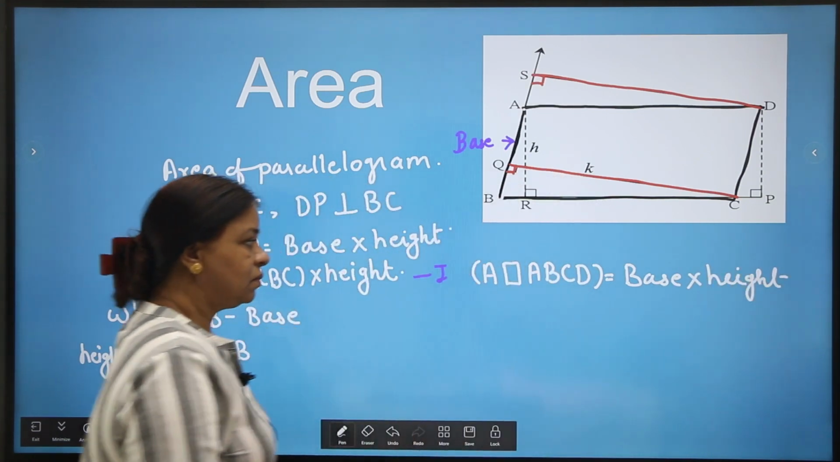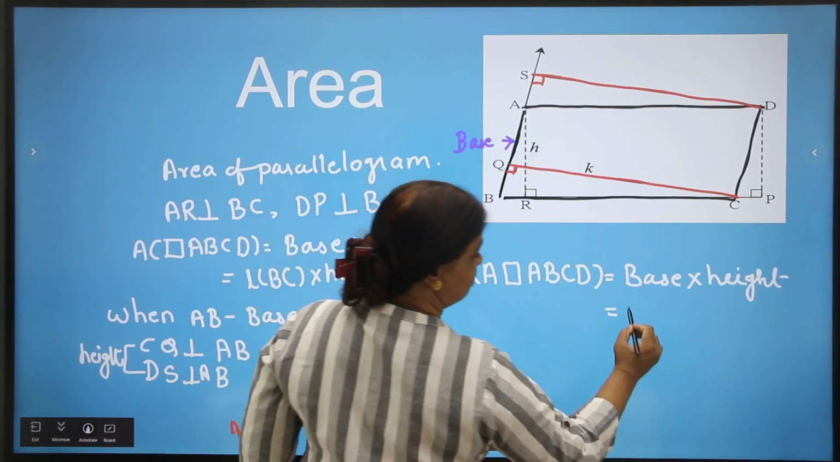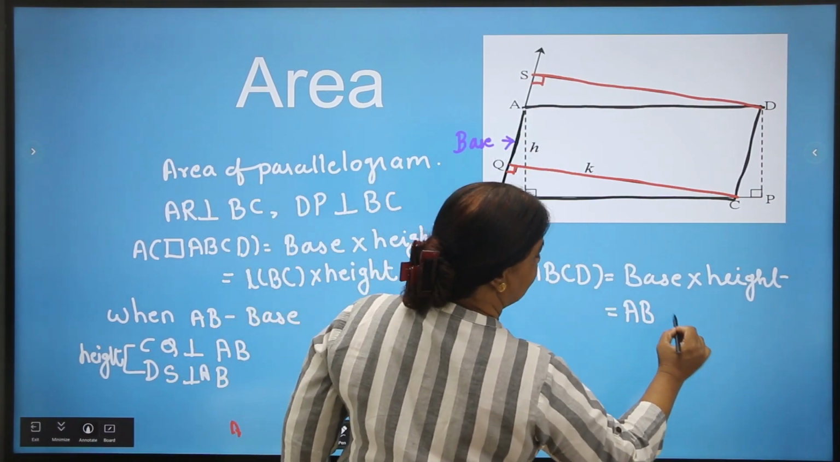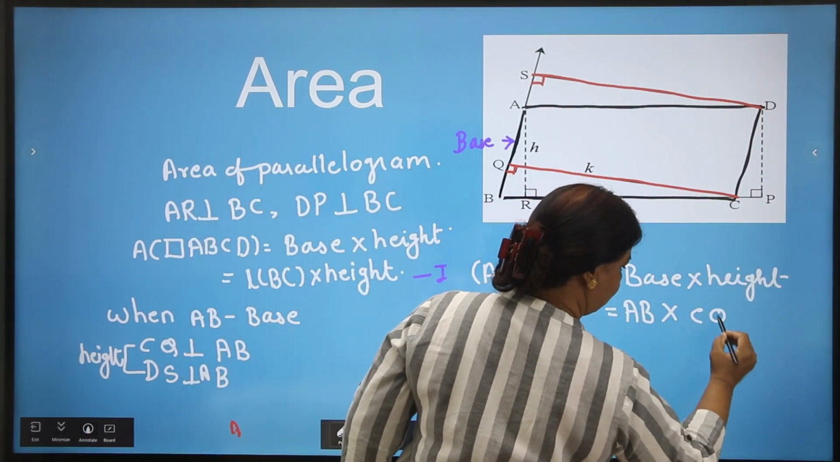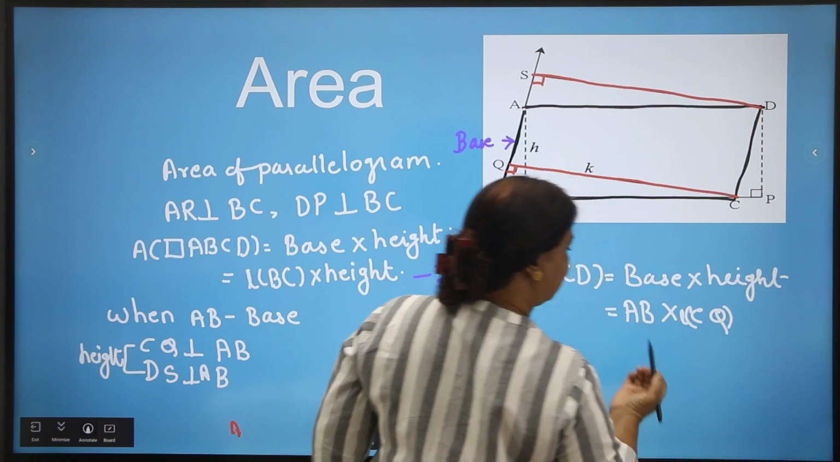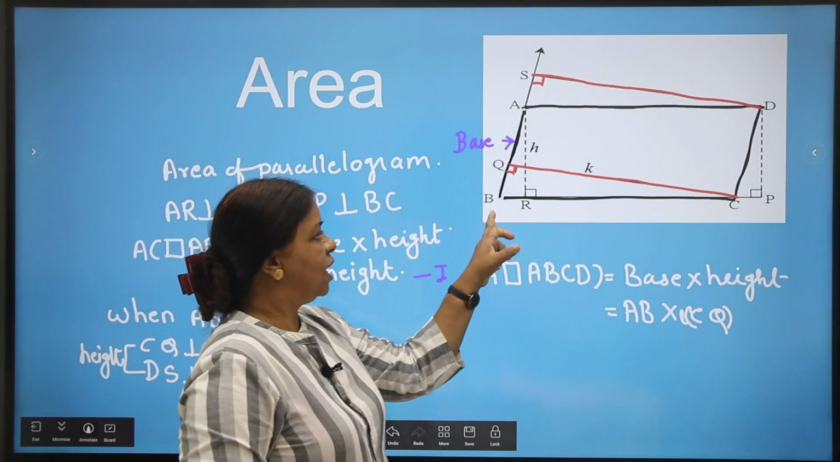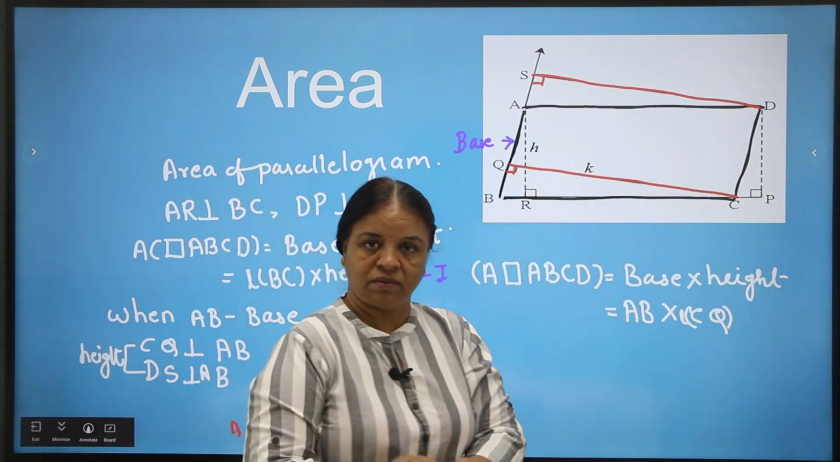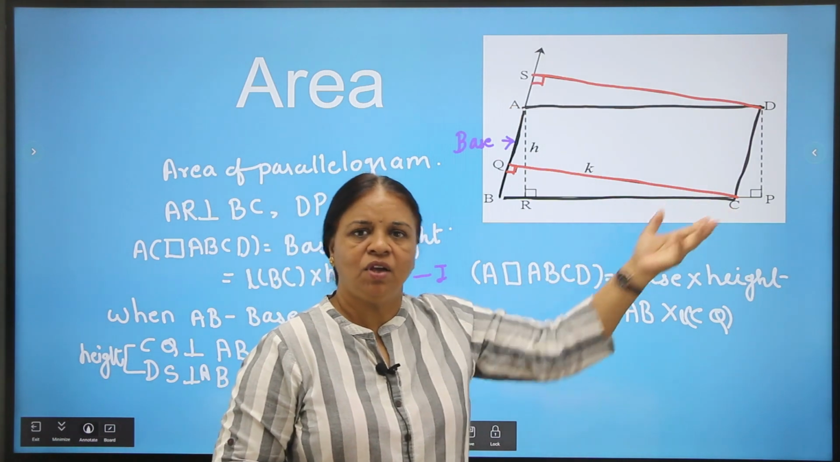Okay. So what is the base here now? AB. And what is the height? CQ. Length CQ you can write, or CQ. But every time the parallelogram is ABCD only. Yes or no, children? Every time the parallelogram remains the same.